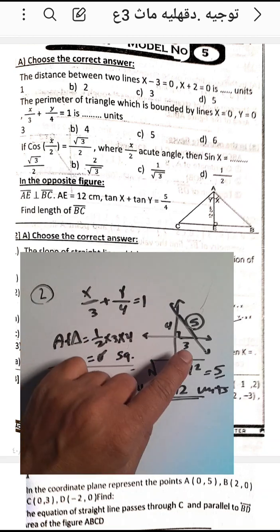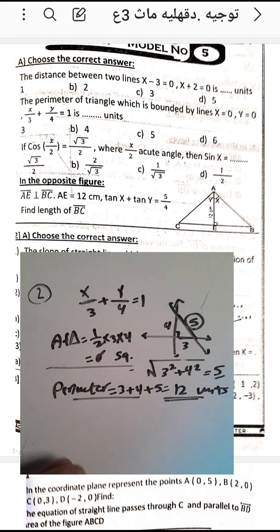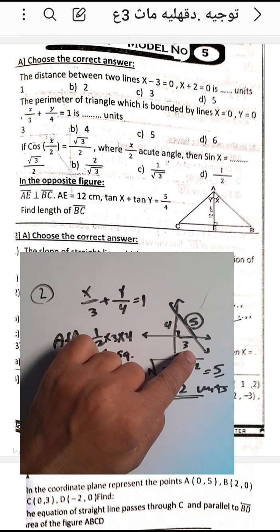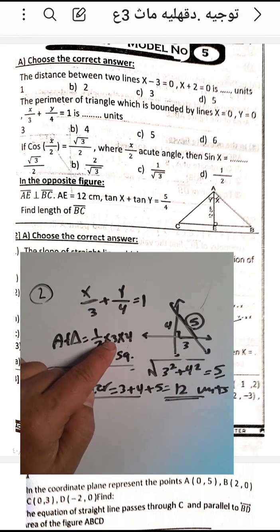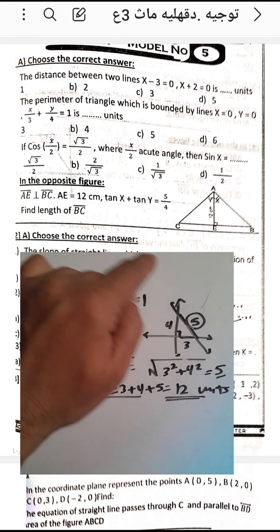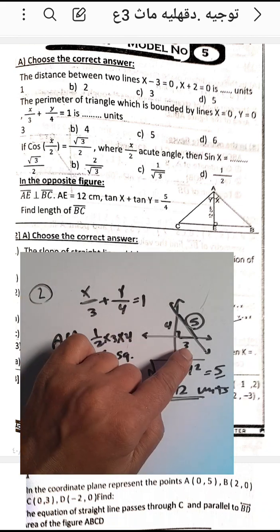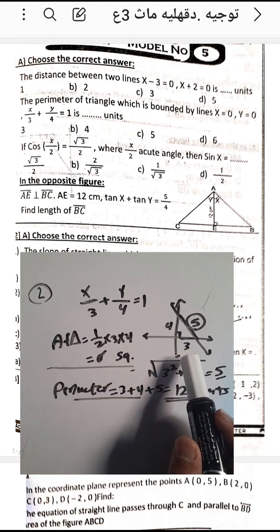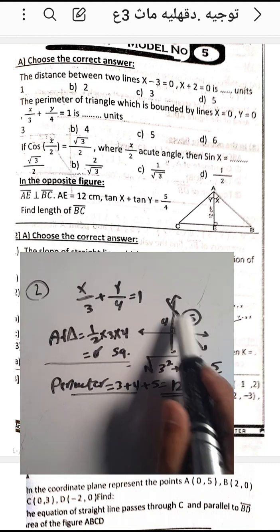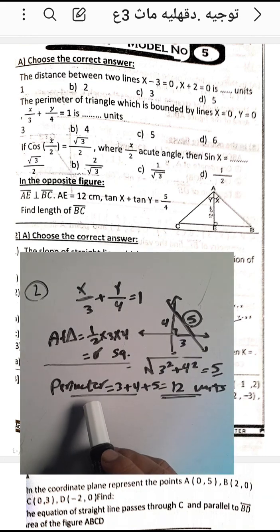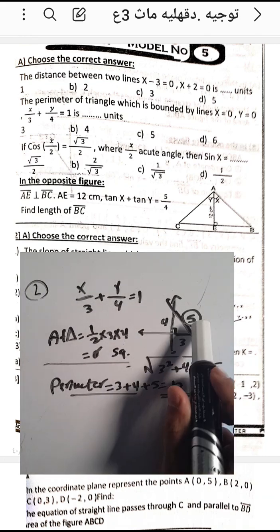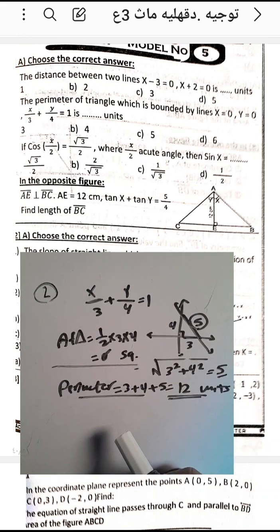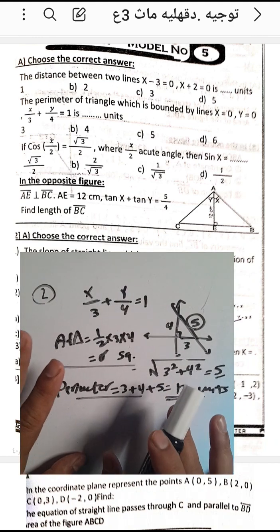Half times base times height, because we have 3 in the base and 4 in the height. It's a form of straight line that cuts 3 units on the x-axis and 4 units on the y-axis. The base of the triangle is 3, the height is 4, and the hypotenuse is 5 from Pythagoras. If you want to find the perimeter, you add 3 plus 4 plus 5, which is 12 units. But if he cancels this word, you must write area. This example is true, but the choice given here was false.